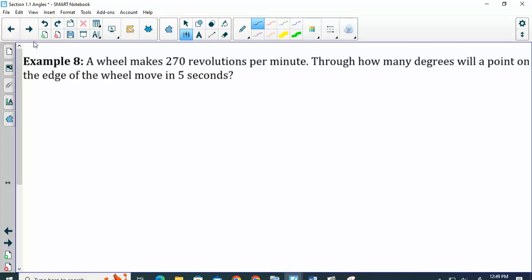Last thing in this section is just kind of beginning some conversions. We're going to have these pop up. We won't really do a lot of them until chapter 3, but I just try to throw them in when I can. So a wheel makes 270 revolutions per minute. What does that mean? A revolution is all the way around, right? So it will go around 270 times a minute. Through how many degrees will a point on the edge of the wheel move in 5 seconds?